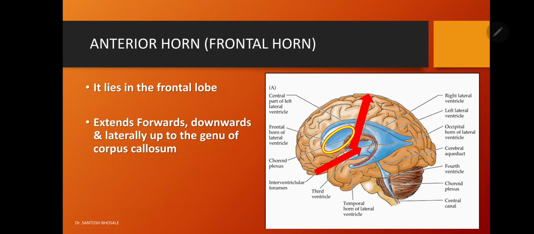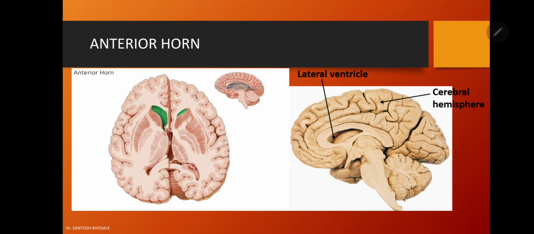It lies in the frontal lobe. It extends downwards, forwards and laterally up to the genu of the corpus callosum. On coronal section it is triangular. You can see there the anterior horn is here extending into the frontal lobe, and it is surrounded by the corpus callosum there. So you can see the C-shaped corpus callosum.